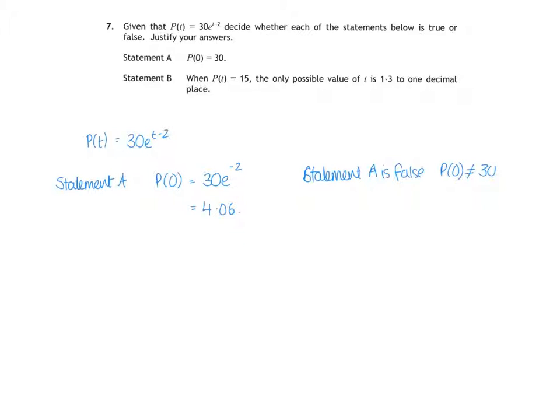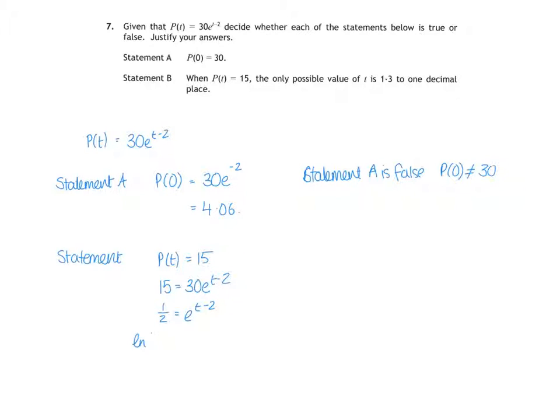Okay, and then on to statement B. So we've been told that when P of t is equal to 30, the only possible value of t is 1.3 to 1 decimal place. So we have P of t, and we've got that that's equal to 15. So if we set that, we get 15 is equal to 30 e to the t minus 2. Divide both sides by 30 and we get a half is equal to e to the t minus 2. And then we can take the natural log of both sides.